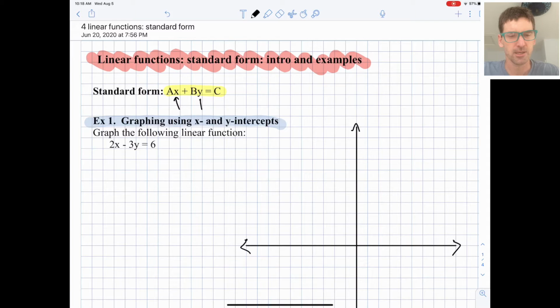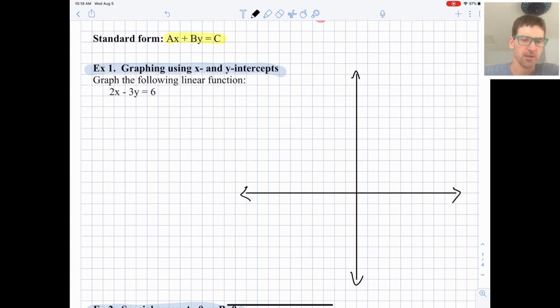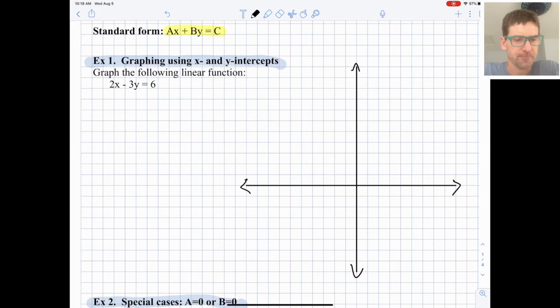Standard form in some cases is easier to graph, and I'll show you that with our first example, but it's not necessarily always easier to graph. I honestly think that slope-intercept form is the easiest to graph. But let's do that example in terms of graphing right now. So graphing using x and y intercepts. So we want to graph the following function. And so the function is 2x minus 3y equals 6.